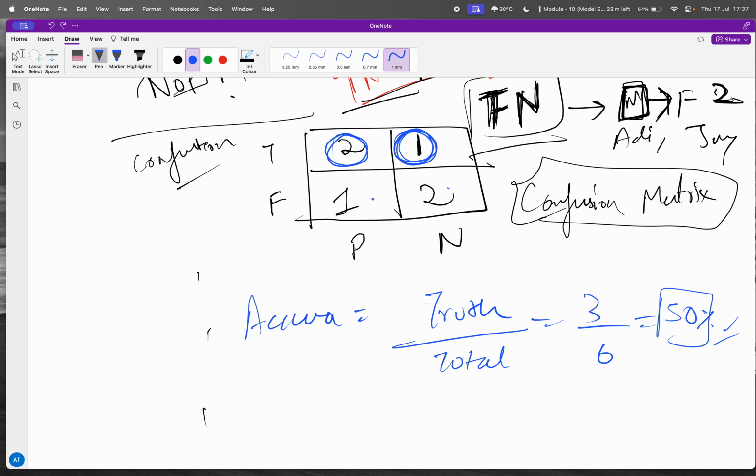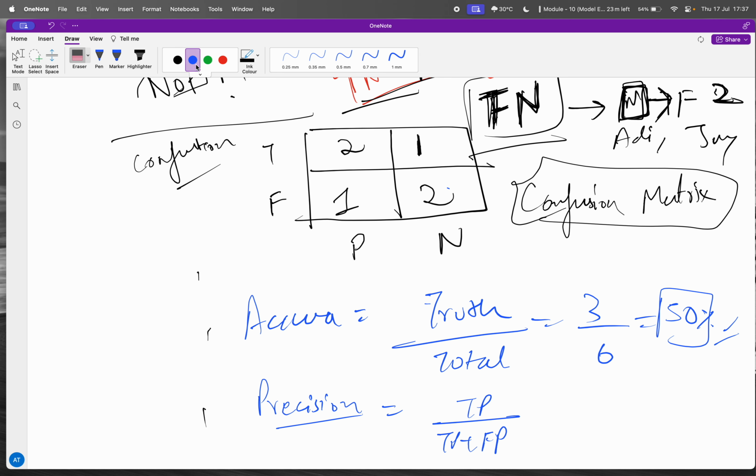Okay, if you have any doubt, ask me. This is how you can find accuracy. Now we'll talk about precision. Precision is true positive upon true positive plus false positive. The left side one, I'll erase this. This one and this one.